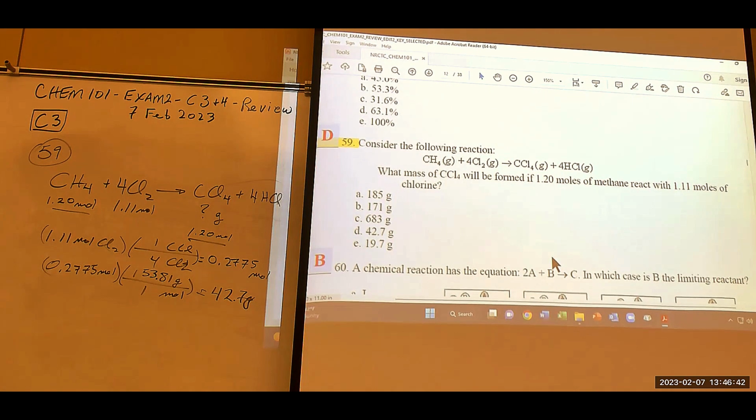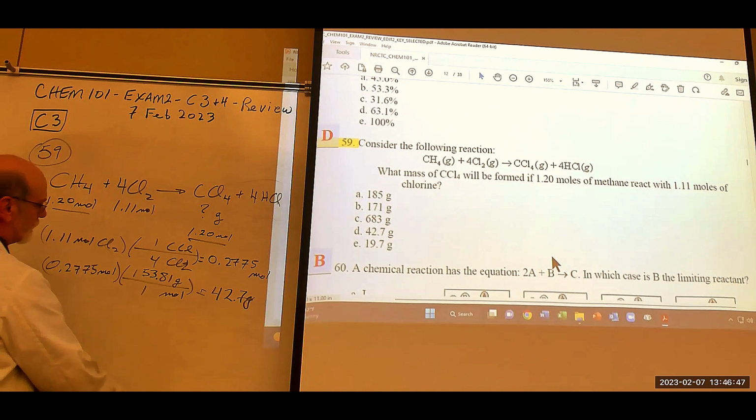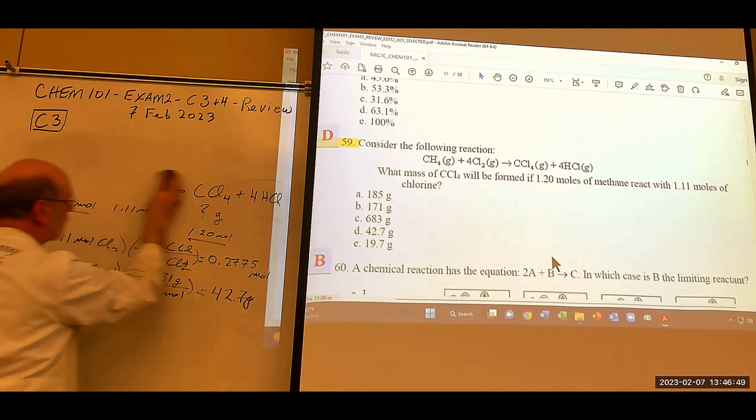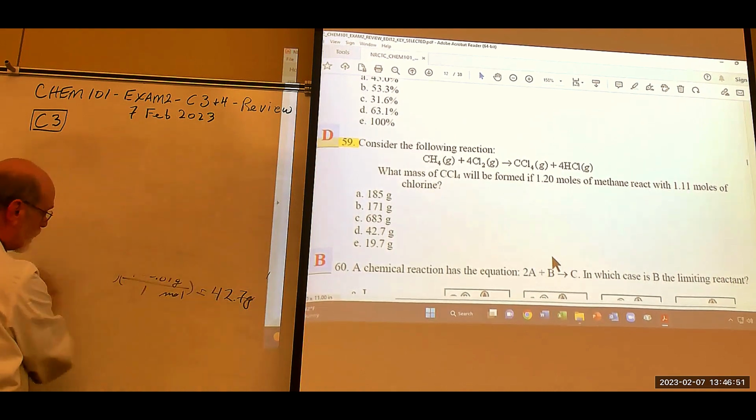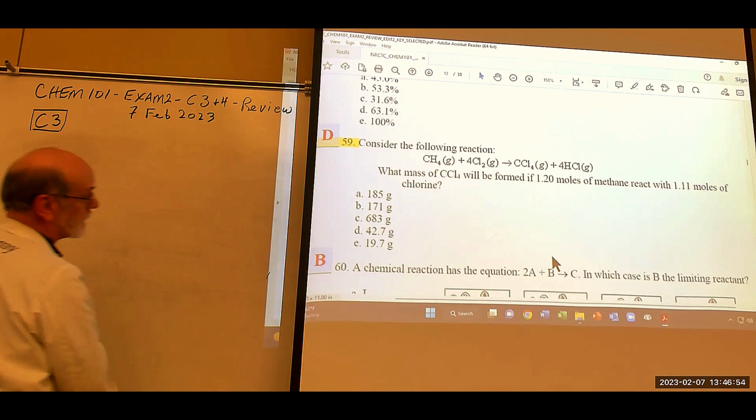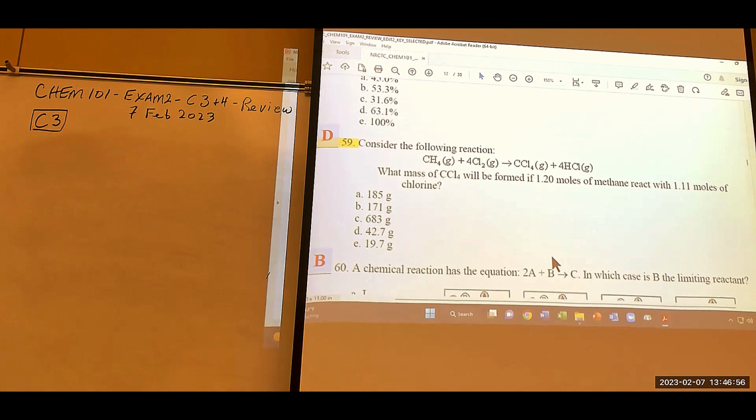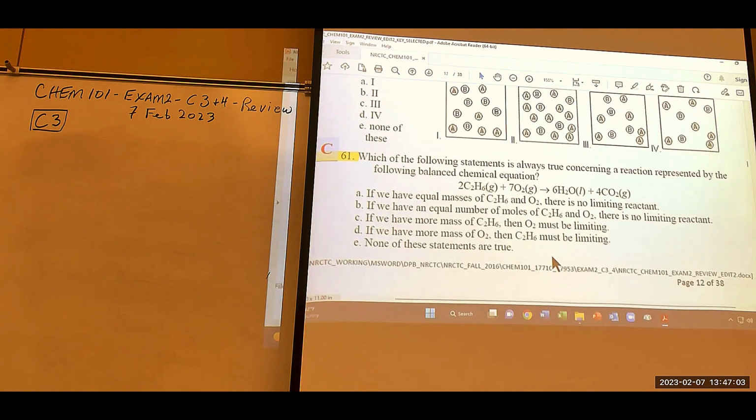Okay. That was a limiting reactant problem. And we would have some leftover methane in that reaction. All right, I'm out of time. I'm going to have to come back and pick that up.